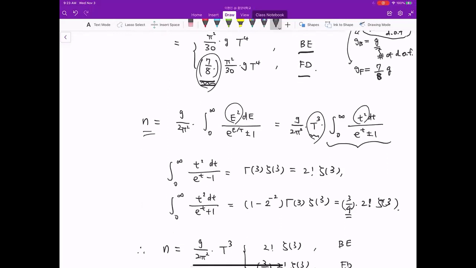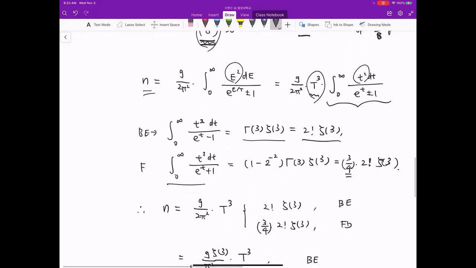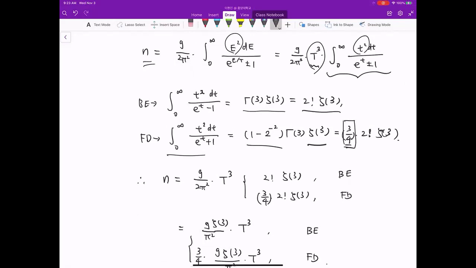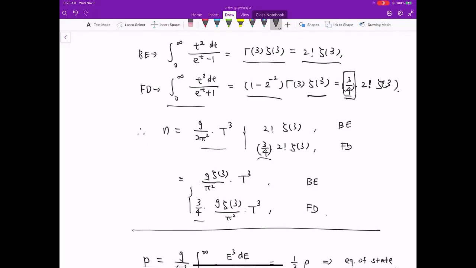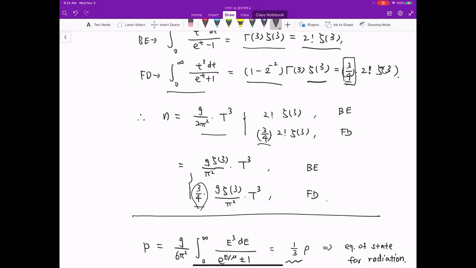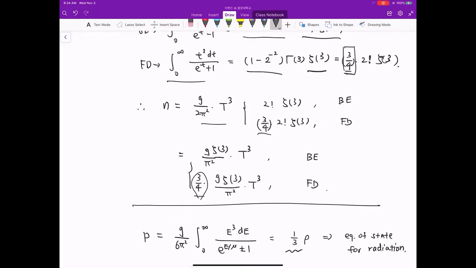So this integral, again, for Bose-Einstein statistics, becomes the Riemann zeta function: 2 factorial times zeta of 3. And for Fermi-Dirac statistics, we have this prefactor due to the eta function, an oscillating series. The eta function is related to the Riemann zeta function in this form. The only difference between these two cases is this numerical factor 3/4. So in summary, the number density can be written in this form, and there is a difference between these two cases by 3/4 from the statistics.